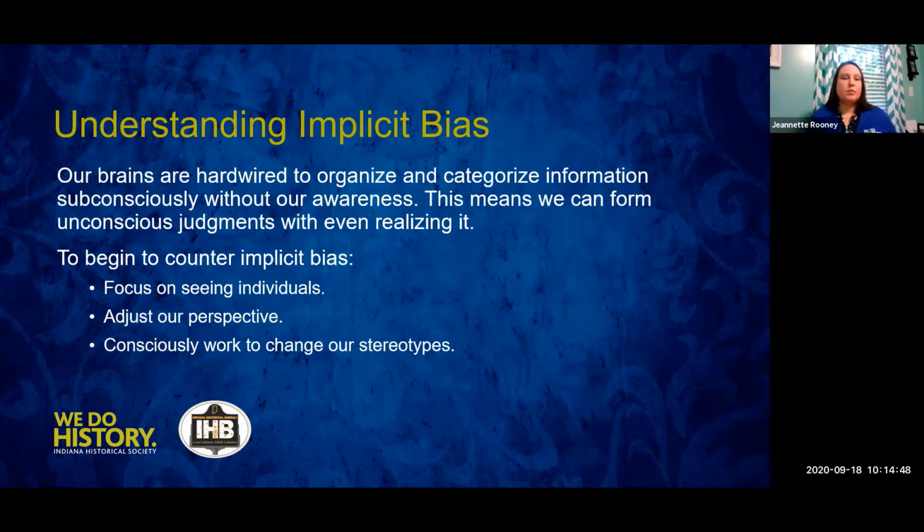We can adjust our perspective. Try seeing things from another person's point of view. How would you respond if you were in the same situation? What factors might contribute to how a person acts in a particular setting or situation? And work on consciously changing your stereotypes. If you do recognize your response to a person might be rooted in these biases or stereotypes, then make an effort to consciously adjust your response.